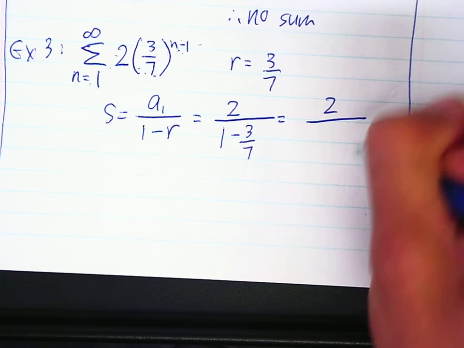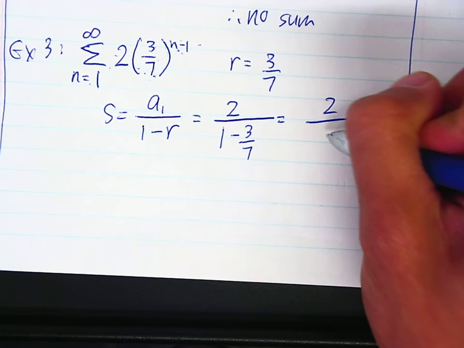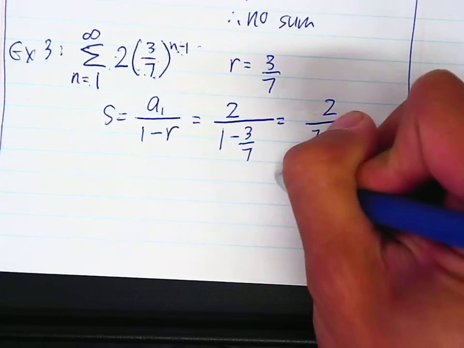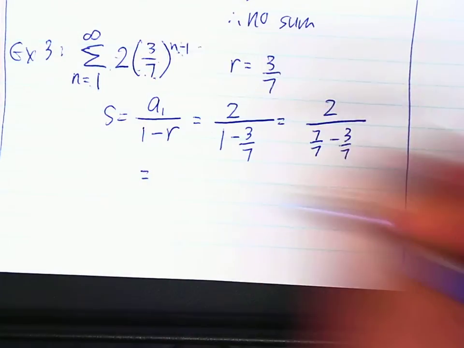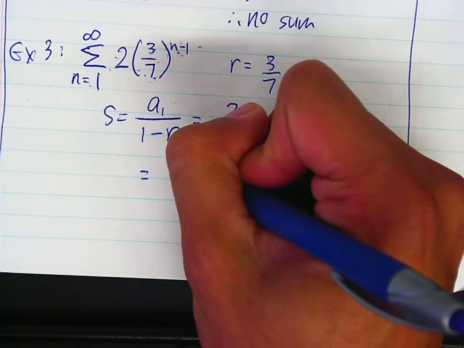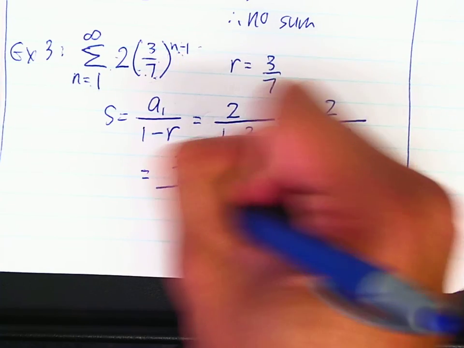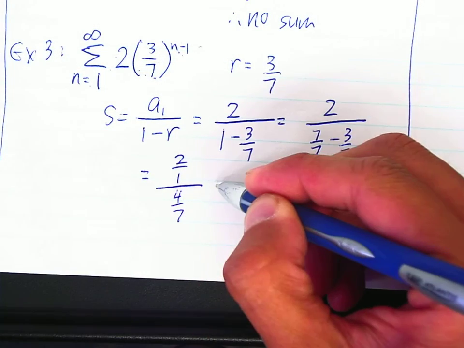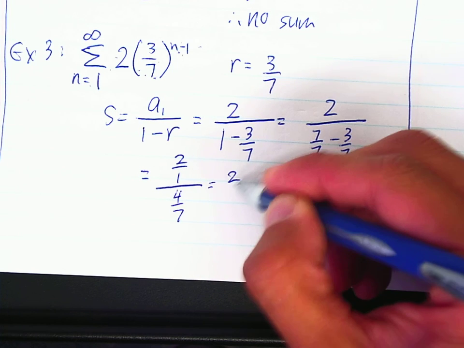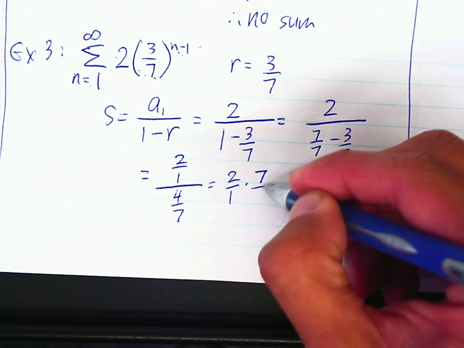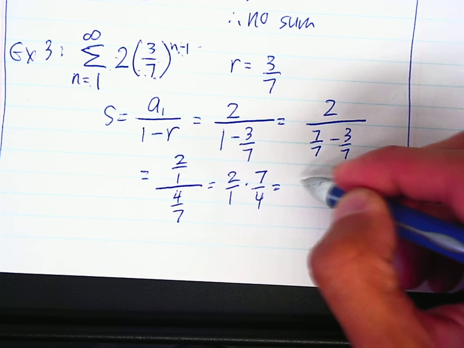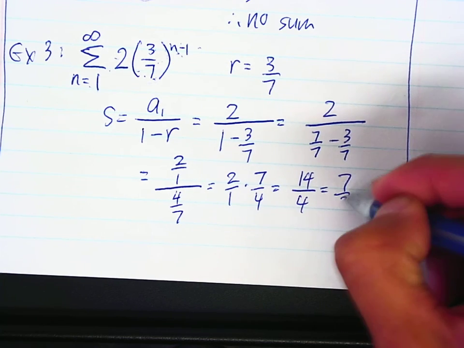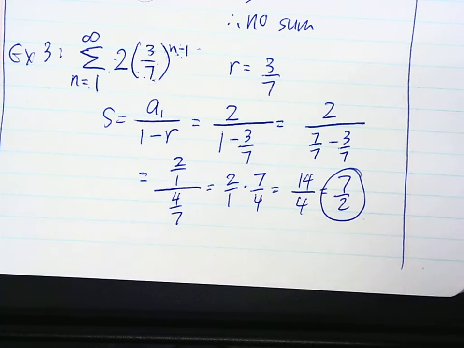So it'll be 2 over, probably have to get a common denominator, so 1 is 7 over 7 minus 3/7. And then I have 2, I'm going to write that as a fraction. So 2 over 1 divided by 4 over 7. And then I'll multiply by the reciprocal. So 2 over 1 times 7/4. So my final answer is 14/4, which is 7/2. So the sum will be 7/2.